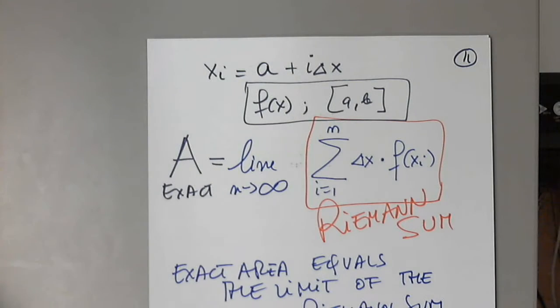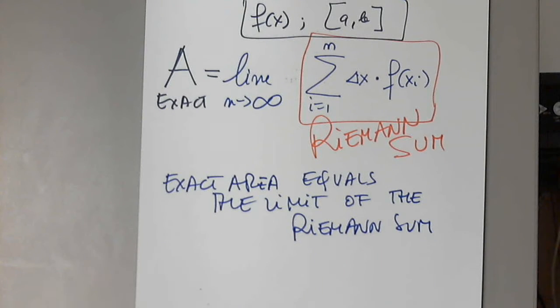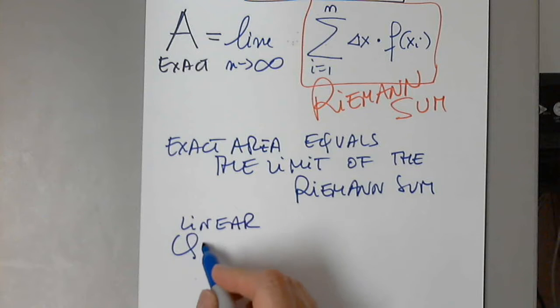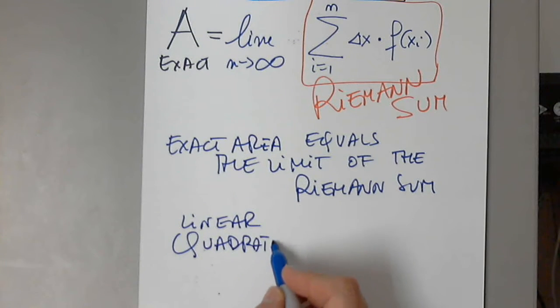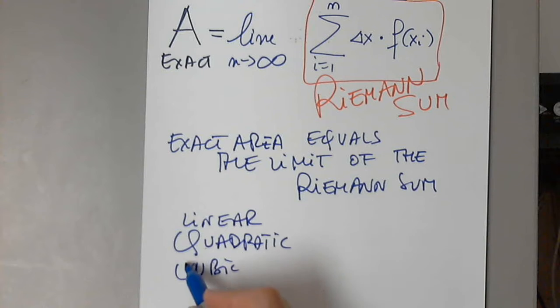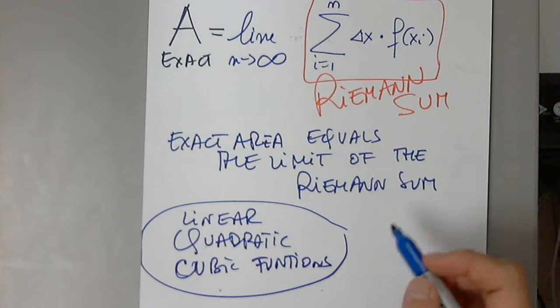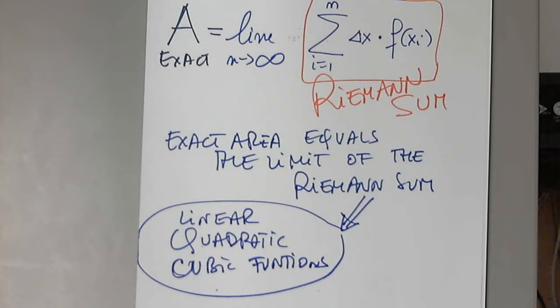Do you remember when we started this course, we had to determine the derivative using the definition of the derivative, and then we learned differentiation rules? Same idea here. First, we discuss the limit of the Riemann sum, and then we will go to the next level. However, we are limited when it comes to the limit of the Riemann sum to only linear, quadratic, and cubic functions. We cannot determine the limit of the Riemann sum for anything else.